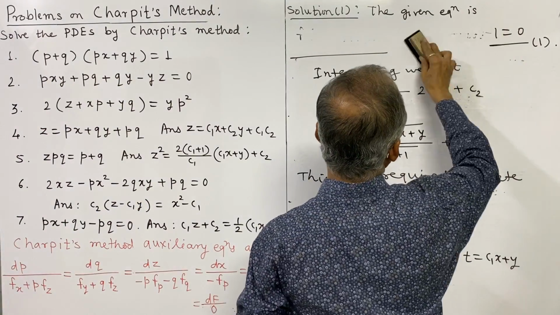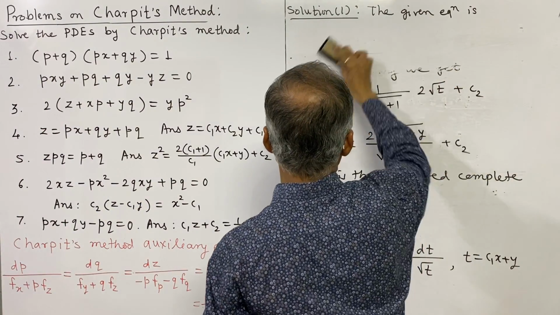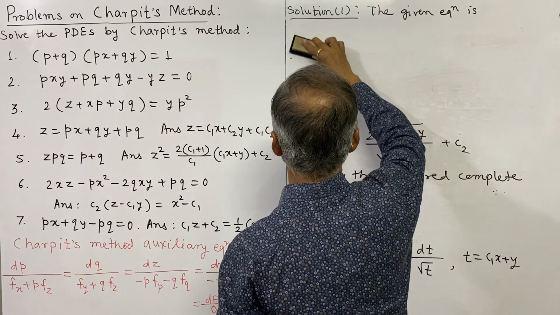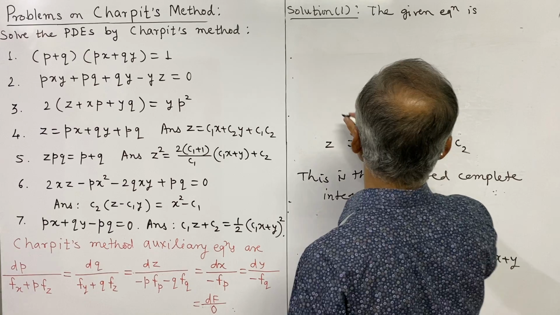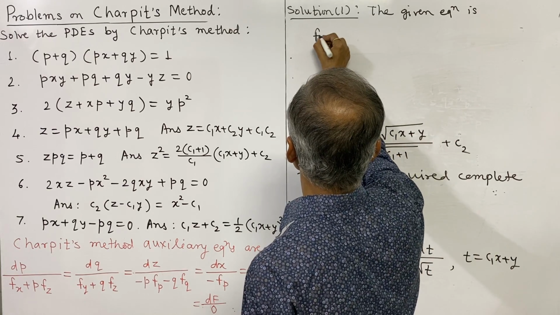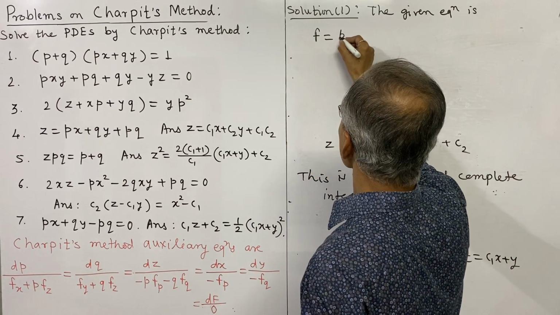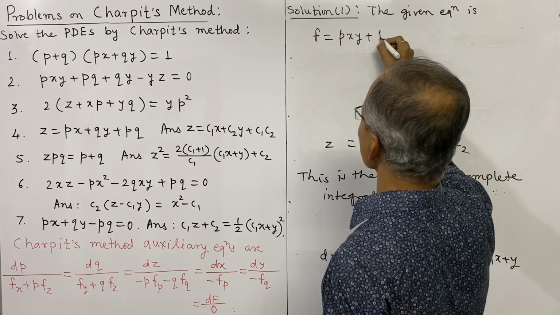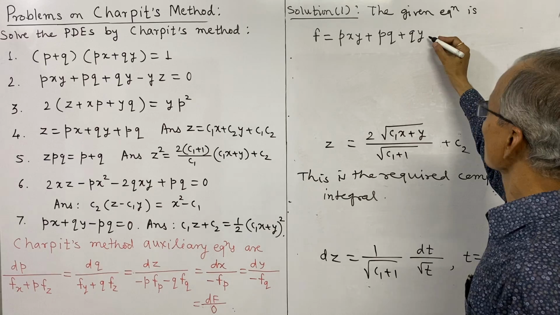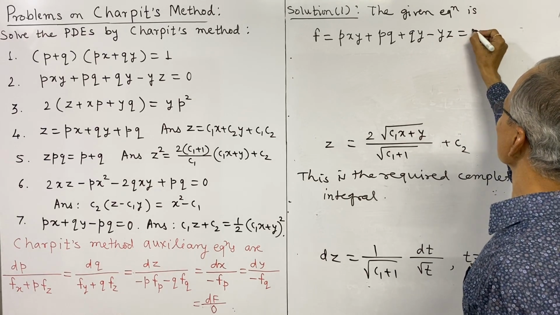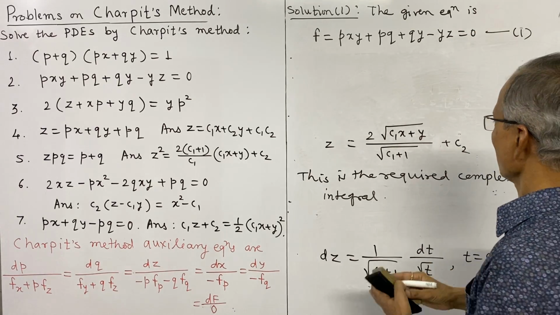Now we consider the second one. See what the second equation is. Let us suppose this as f. The given equation is f is equal to p into xy plus p into q plus q into y minus y into z is equal to 0. Suppose that is equation 1.